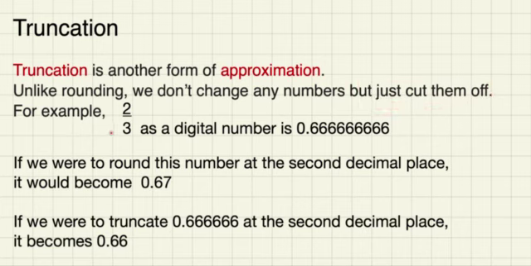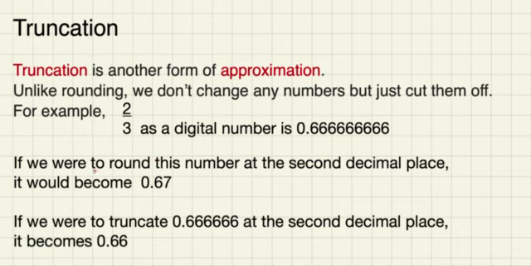So, for example, in the fraction 2 over 3, if we were to divide 3 into 2 in order to make it a digital number, if we do that calculation, we find that the number becomes 0.66666 reoccurring, and it just carries on.